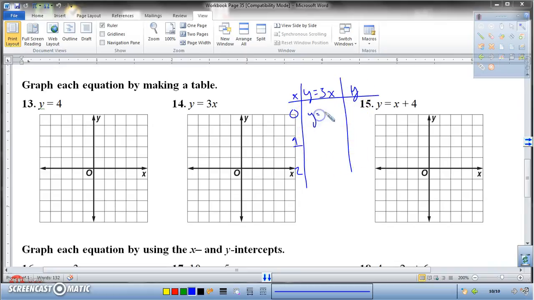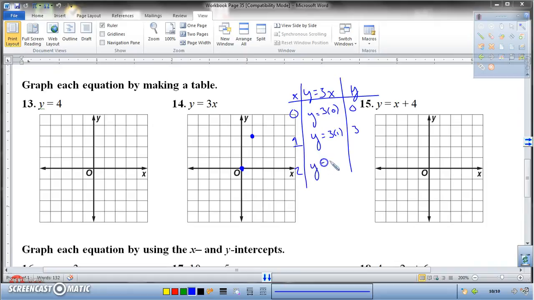Okay, so when x is 0, y is also 0. So I'm going to come over here and plot a point at 0, 0. When x is 1, y is 3. So I plot a point at 1, 3.